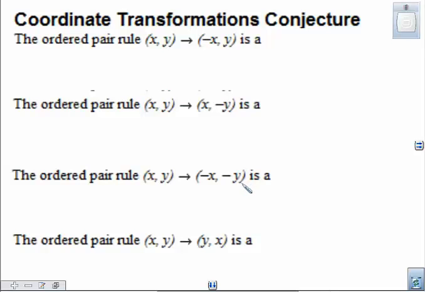There are some specific conjectures that we can write that are always going to be true. They're the coordinate transformation conjectures. And the first ordered pair rule says that if you go from (x, y) to (-x, y), so you just change the sign of the x only, okay, this is a reflection over the y-axis.